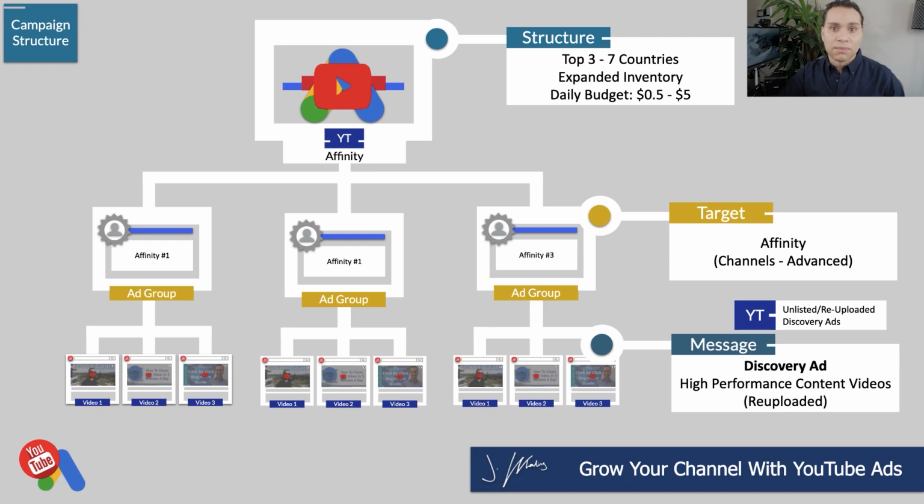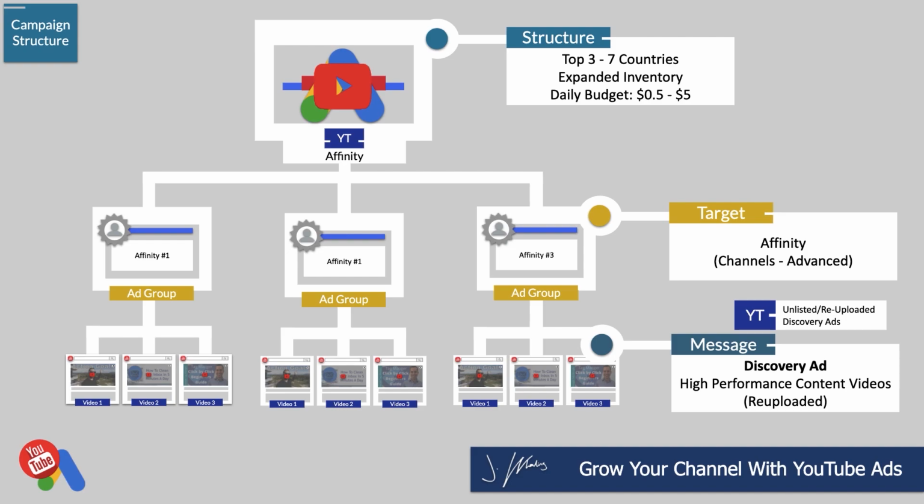We're going to be targeting something called affinity audiences, and these are audiences that Google has created for you. So it's going to be very fast. You don't have to do any research, which is why I like them a lot. And they work really, really well for growing channels and promoting content. And then of course, our messaging for our ads is going to be those 3 re-uploaded content videos. I'm going to keep saying re-uploaded because I really don't want you to kill your videos.